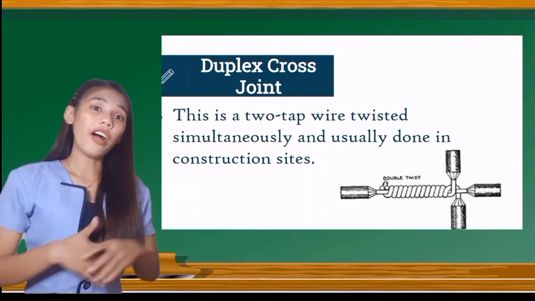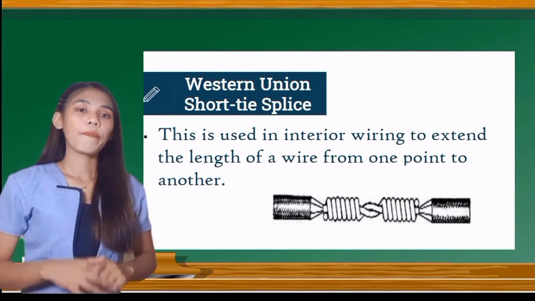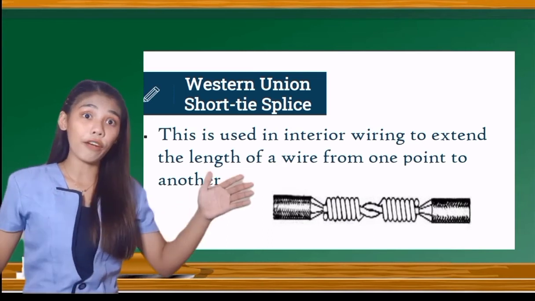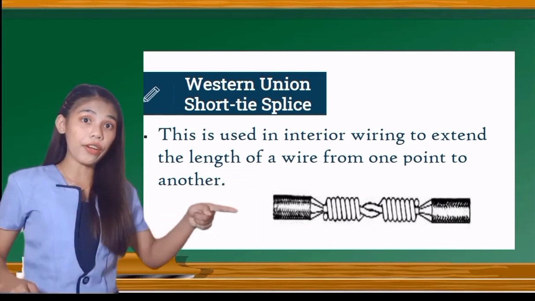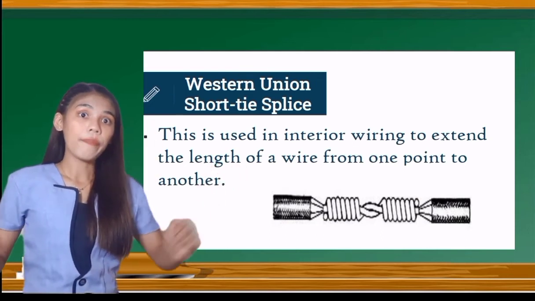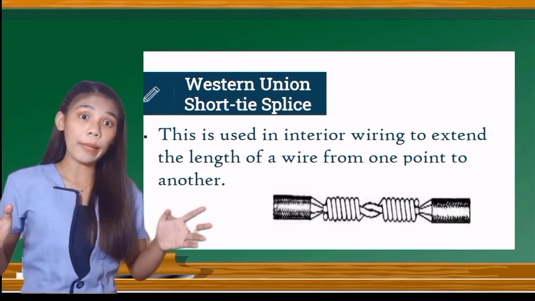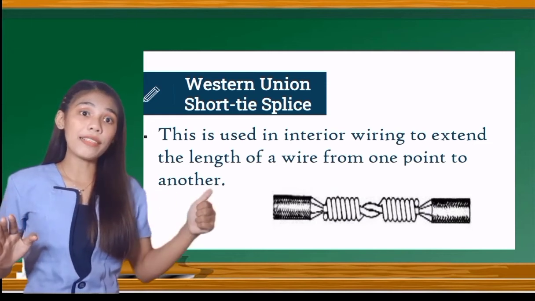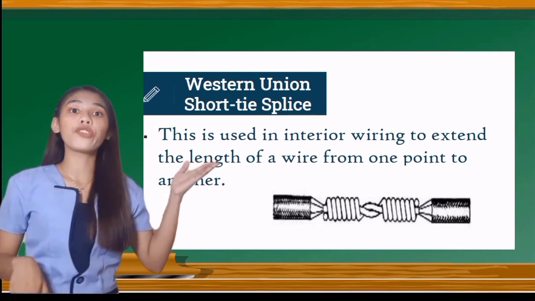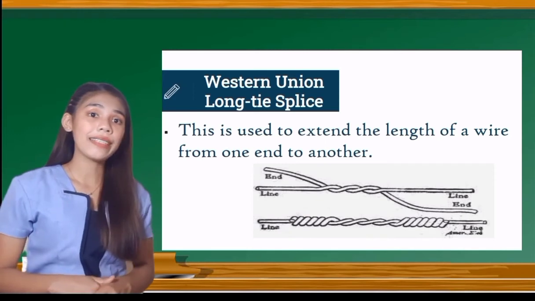The next one is what we call the Western Union short tie splice. This is used in interior wiring to extend the length of the wire from one point to another. It is used to extend the length of a wire, which means extending the range of a cable wire from one place to another in interior wiring. This is what the Western Union short tie splice looks like.